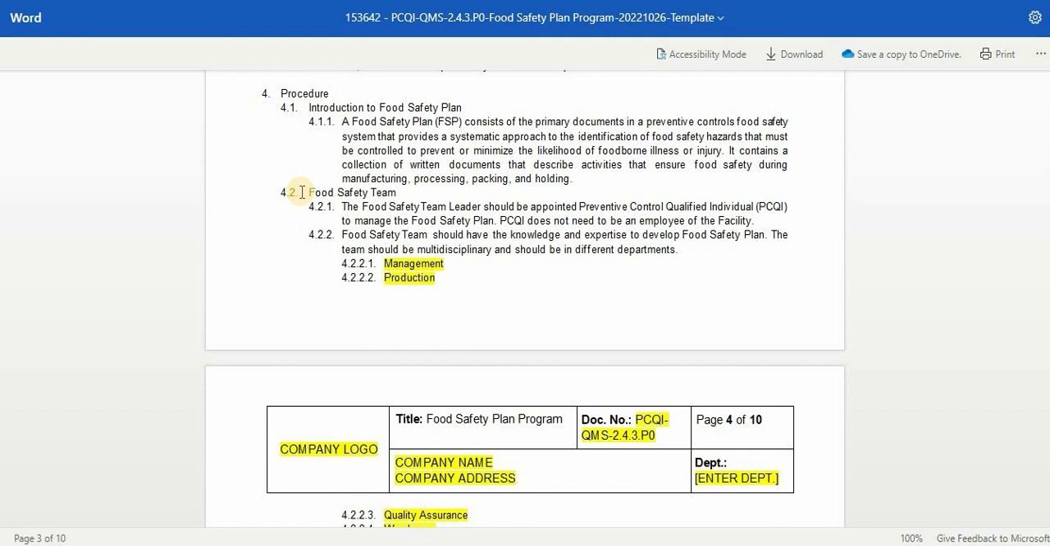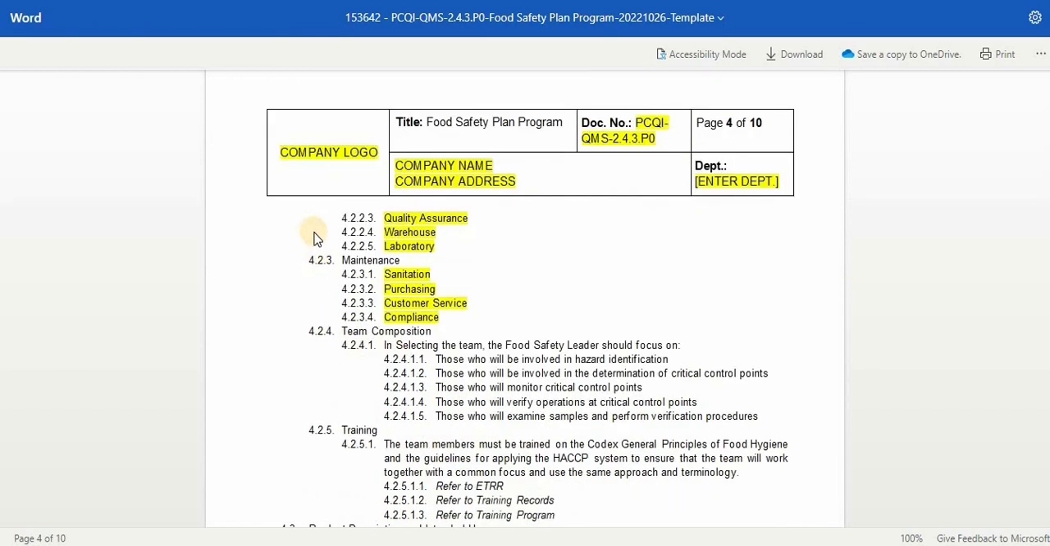Second is the food safety team. The food safety team leader should be appointed preventive control qualified individual to manage the food safety plan. PCQI does not need to be an employee of the facility. Food safety team should have the knowledge and expertise to develop food safety plan. The team should be multidisciplinary and should be in different departments: management, production, quality assurance, warehouse and laboratory, maintenance, sanitation, purchasing, customer service, and compliance.